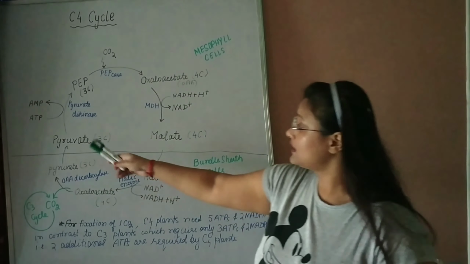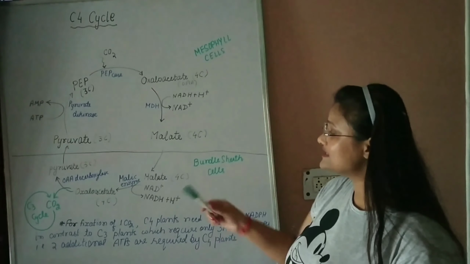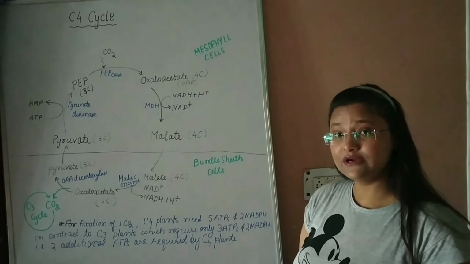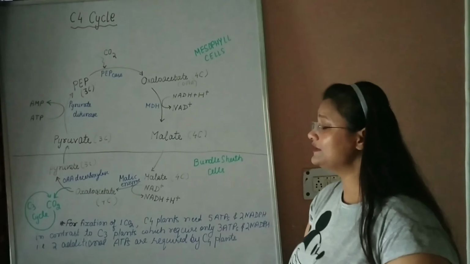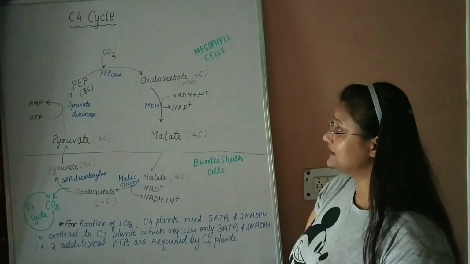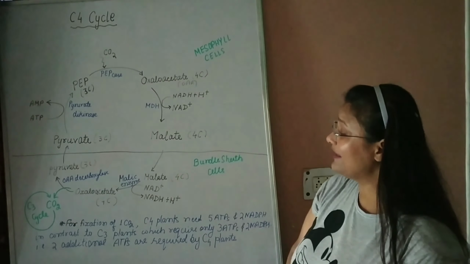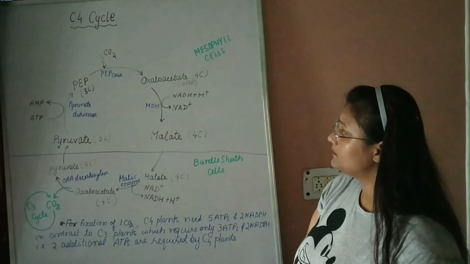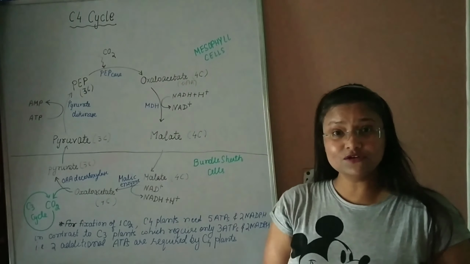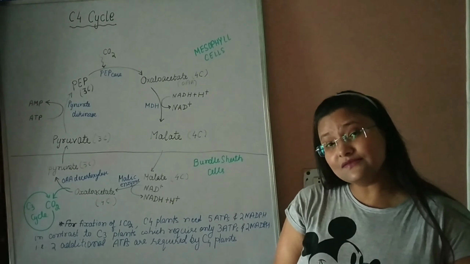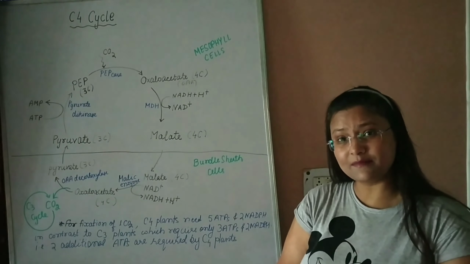Now this is the conversion of pyruvate into PEP, phosphoenolpyruvate. To regenerate PEP is a major regulatory step. Here 2 ATP equivalent energy will be used. The reaction will be catalyzed by pyruvate phosphate dikinase. So pyruvate will get converted into PEP. Both are 3-carbon compounds, but here ATP will get converted not into ADP, it is getting converted into AMP.